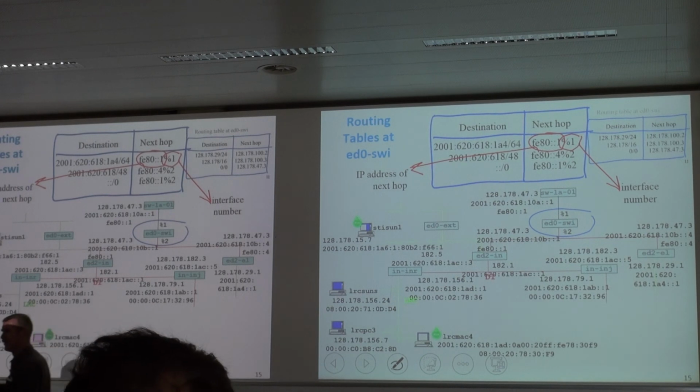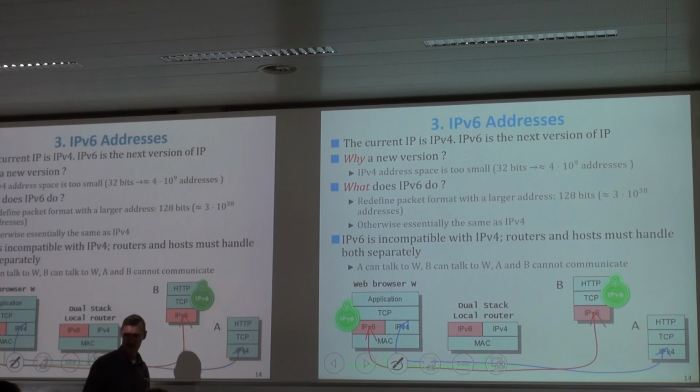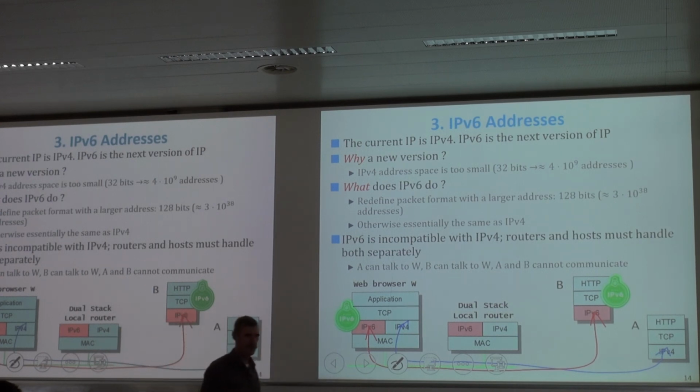Yes? Just at the slide before, when A and B try to talk without a relay, until where would the packets go? Well, assume A sends a packet to B. Well, what can A send? It can send an IPv4 packet.